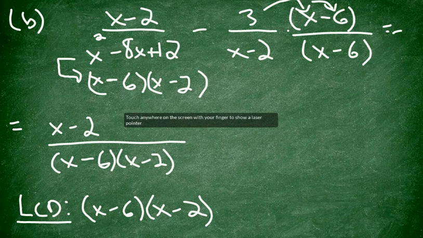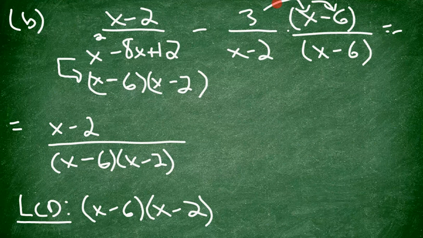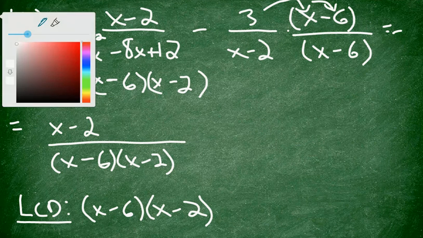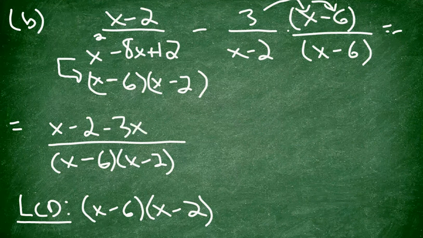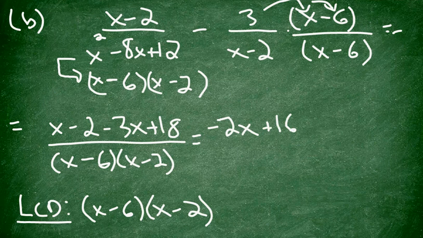But here I need to be very careful because this is a minus 3, right? So if this 3 is being applied to both of these, it's actually a minus 3. So I have negative 3 times x and negative 3 times negative 6. So I get negative 3x plus 18. Okay, so that negative sign is being applied to that 3. So when I distribute the 3, I got to apply the negative sign as well. So in the end, I have x and negative 3x is negative 2x, and then negative 2 plus 18 is positive 16, all over x minus 6, x minus 2.